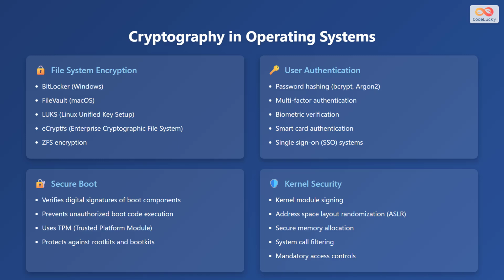Secure Boot verifies digital signatures of boot components, prevents unauthorized boot code execution, uses Trusted Platform Module, and protects against rootkits and bootkits. User authentication includes password hashing using bcrypt or Argon2, multi-factor authentication, biometric verification, smart card authentication, and single sign-on systems. Kernel security includes kernel module signing, address space layout randomization, secure memory allocation, system call filtering, and mandatory access controls.